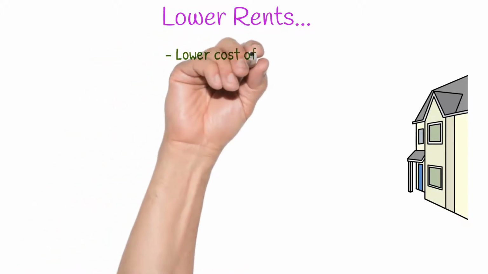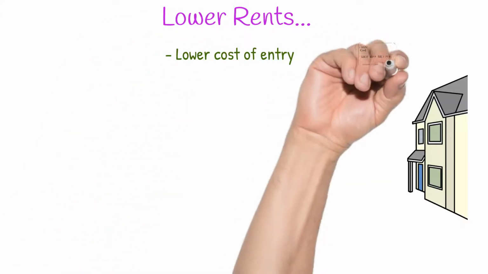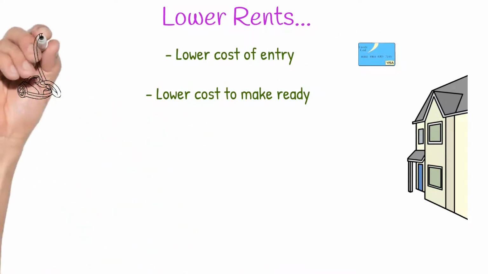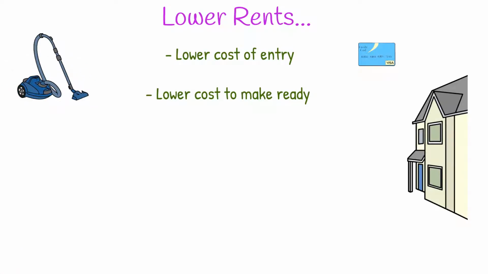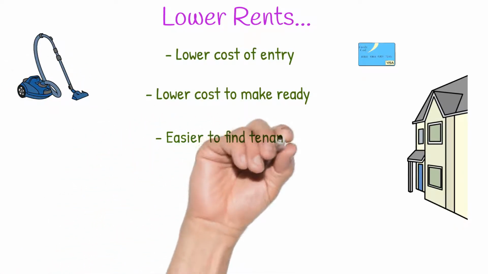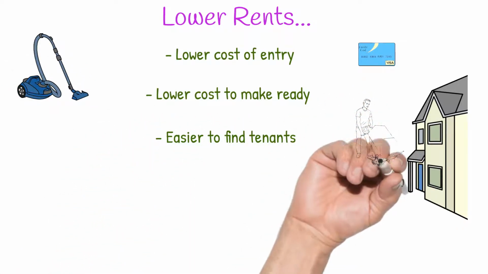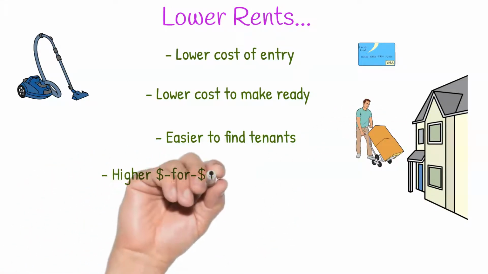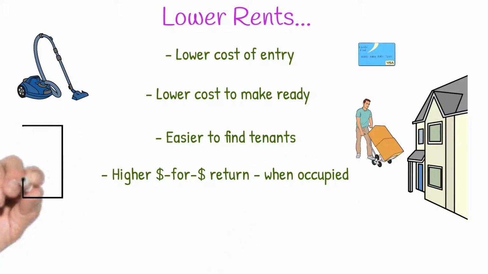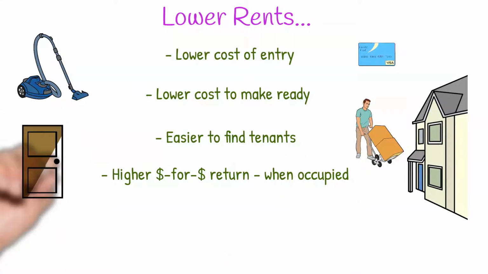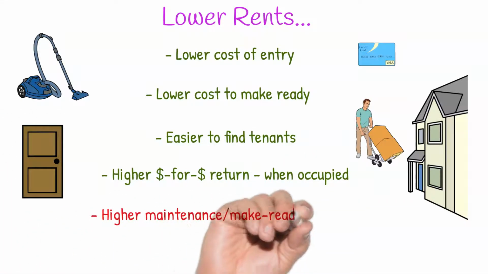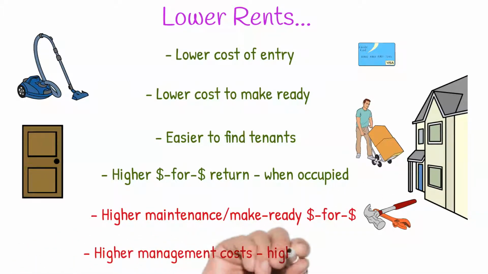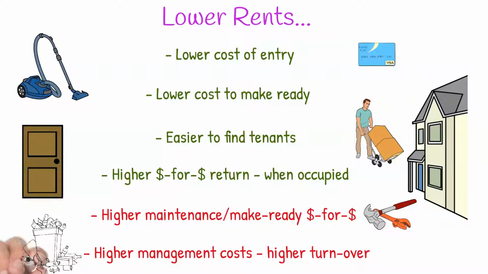Lower rent units tend to be less expensive to purchase. They also tend to be less expensive to prepare for a tenant. We sometimes call that make rent. They tend to be easier to rent and therefore have a higher occupancy rate. They tend to make more income measured dollar for dollar against your investment. On the other hand, they tend to be older and therefore higher maintenance properties. They also tend to have higher management costs due to higher tenant turnover.